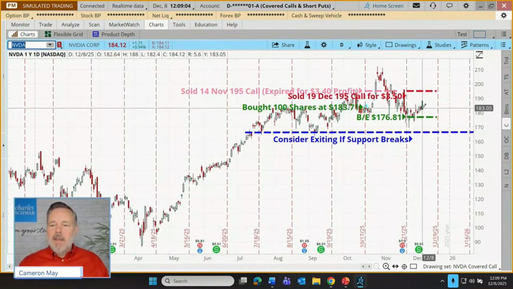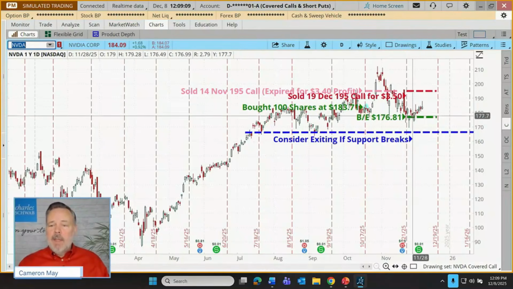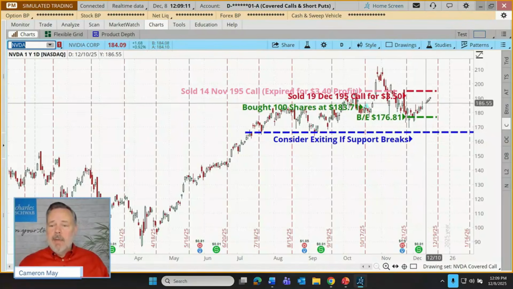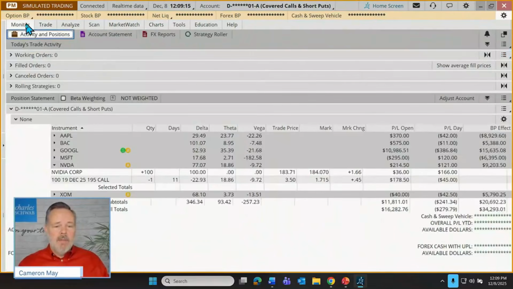We're above that, fading off of session highs right now, but overall moving in the right direction for the share ownership and still below our strike. So that one looks like it's doing just fine as well.